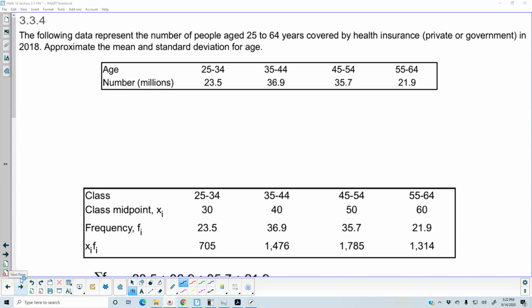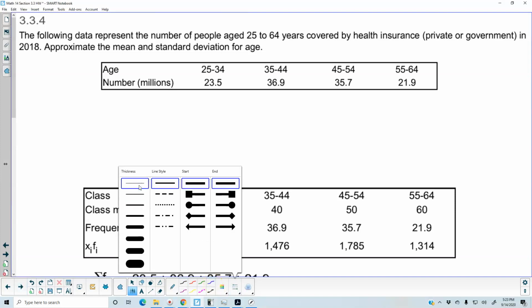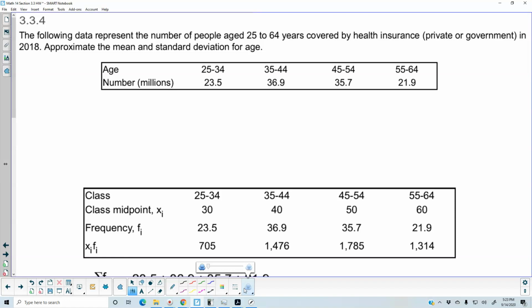Section 3.3.4. The following data represent the number of people aged 25 to 64 years covered by health insurance, private or government, in 2018. Approximate the mean and standard deviation for age. So the first thing we want to do is look at the age, where we have the classes. We have four classes, and then we have the frequency, which is the number in millions.